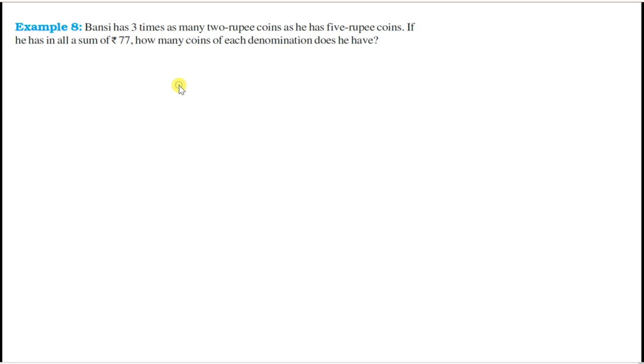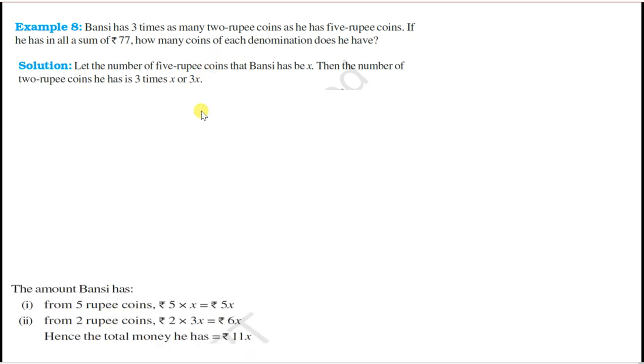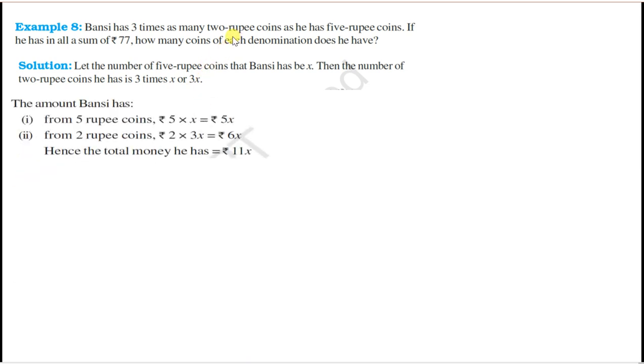तो यहाँ पर हम मान लेते हैं सपोज 5 रुपीस वाले कॉइन्स x हैं. Then the number of 2 rupee coins will be 3 times x, that is 3x. Now the value of x coins of ₹5 will be 5x.